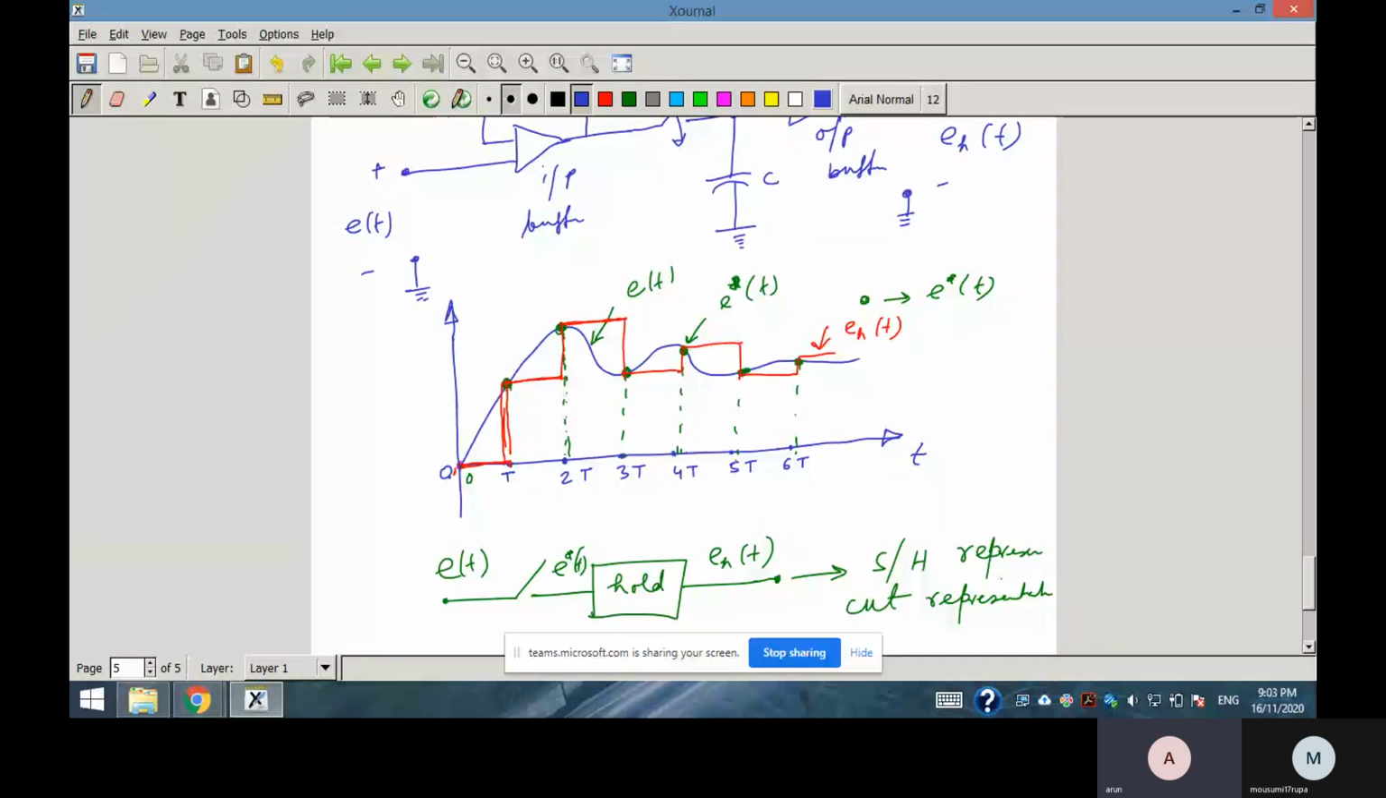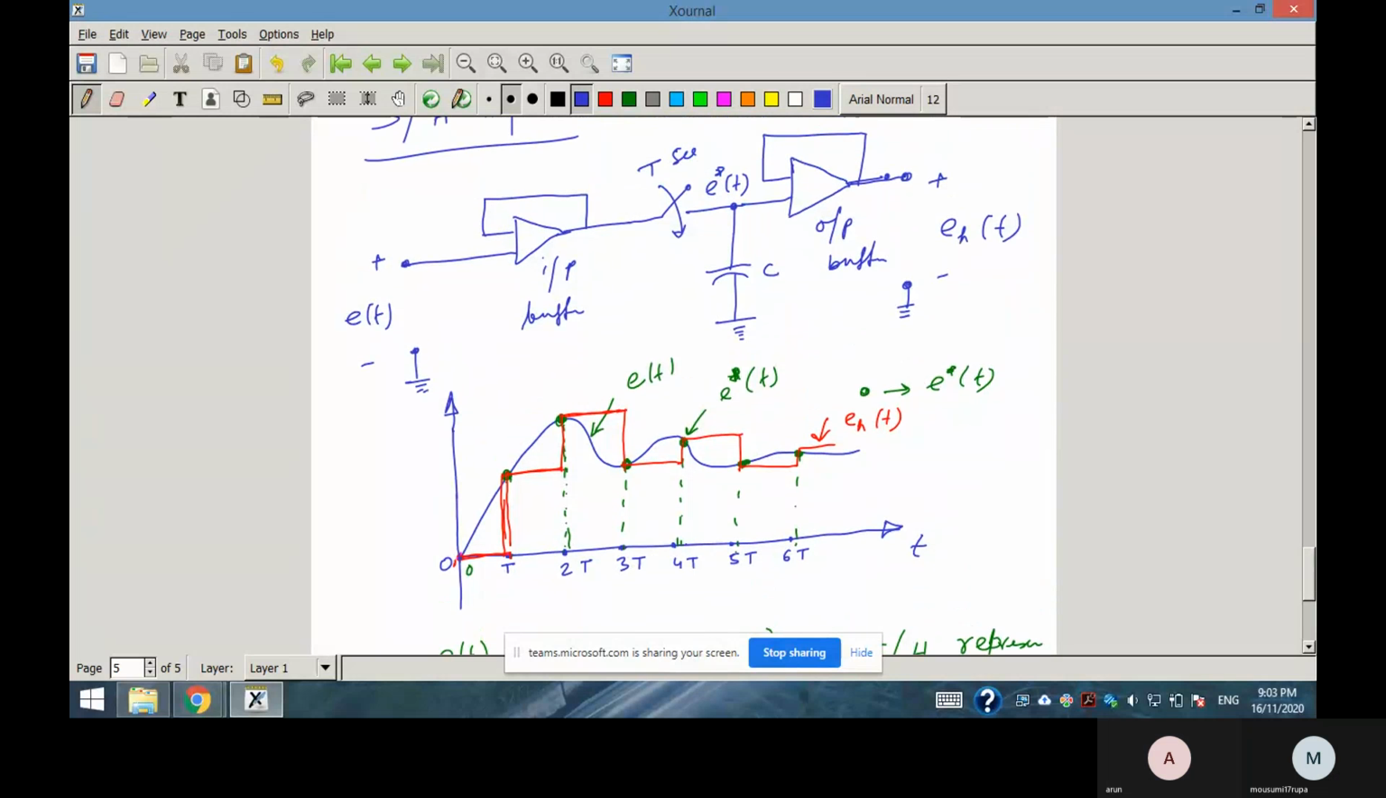What I want to say here: the switch is on, then from here to here, in between, the switch is off. Again at t equal to T the switch is on, then again off. Then again at 2T the switch is on. So once the switch becomes on, immediately the voltage across the capacitor appears.